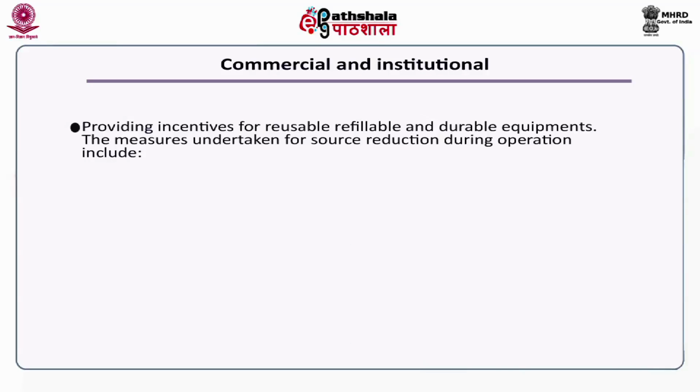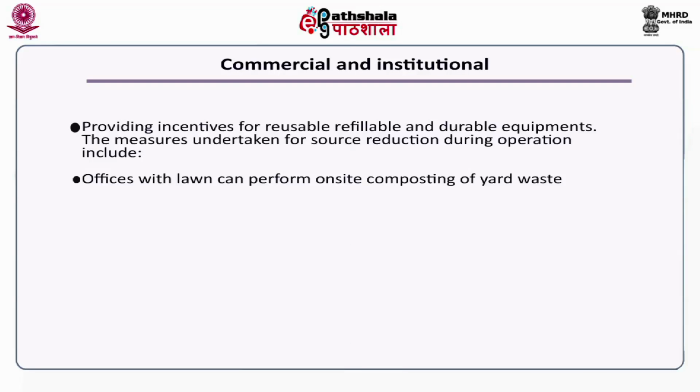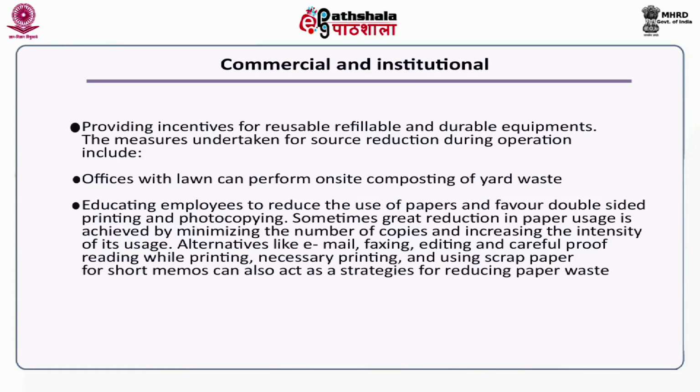The measures undertaken for source reduction during operation can include, for example, offices with lawns can perform on-site composting of their yard waste. Also, you can educate the employees to reduce the use of paper and suggest they use both side printing and photocopying. Sometimes you can reduce the paper usage by minimizing the number of copies and increasing the intensity of its usage. Alternatively, you can suggest they use email, faxing, editing and other methods.